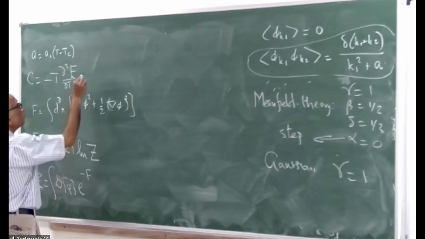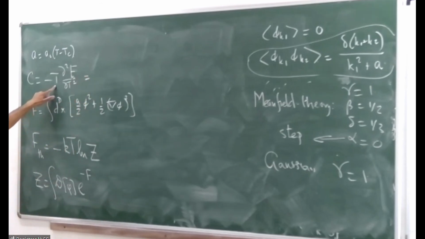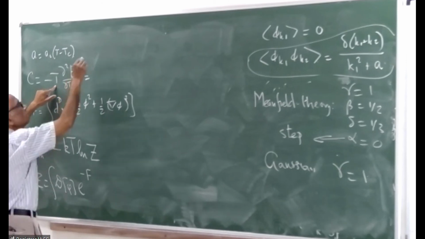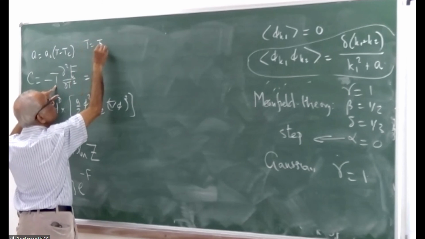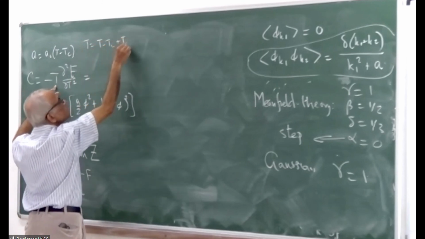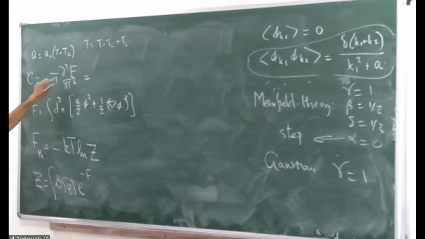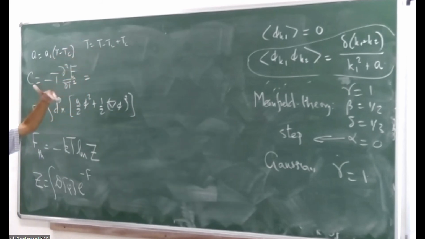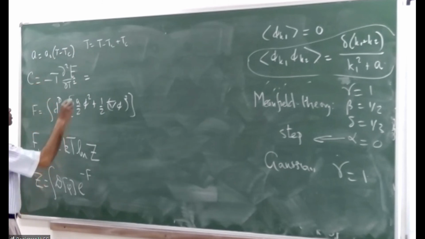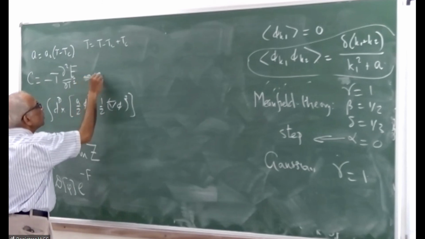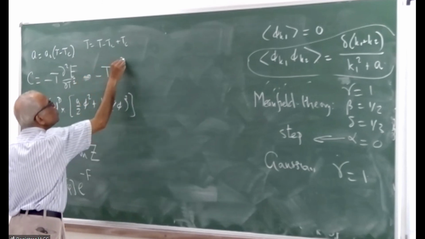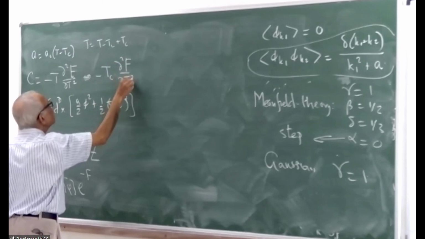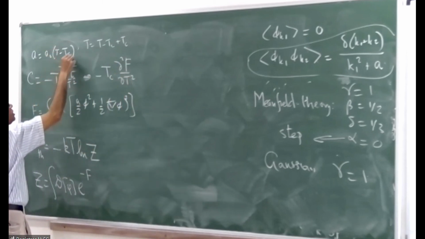So let me go back. This T over here is not important, because I will write it as T minus Tc plus Tc. So if it is this T minus Tc, then that term is automatically very small near Tc. So therefore that is of no interest to us. So this goes to minus Tc del squared F del T squared. For us, the only variable is T minus Tc.